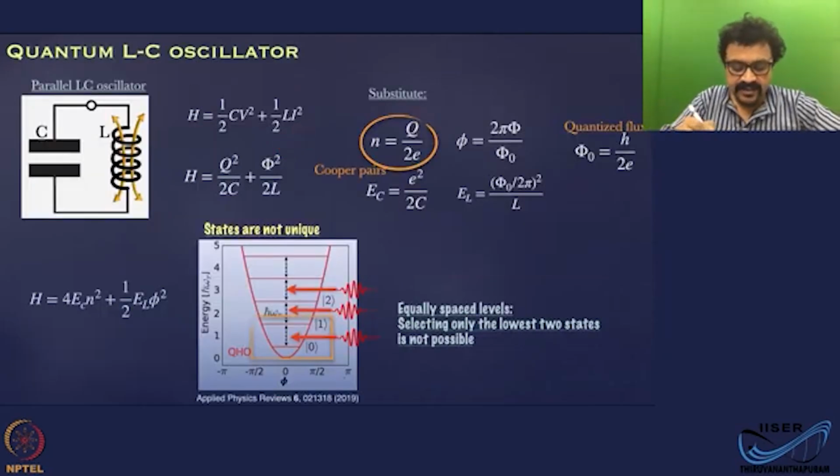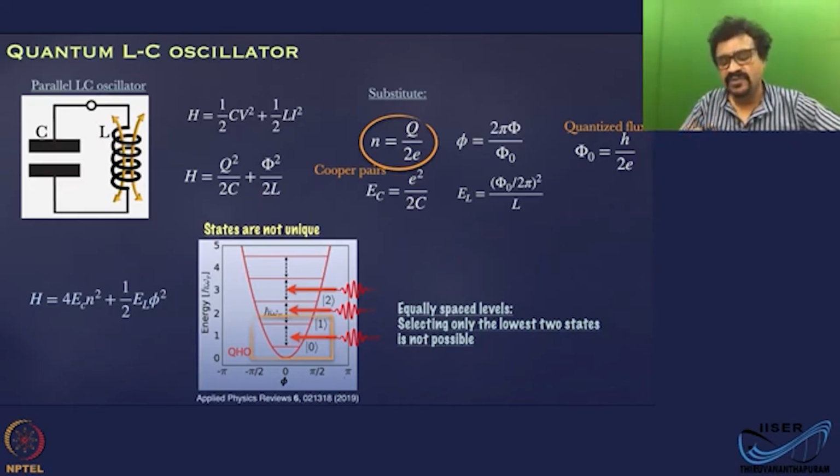This is the Hamiltonian for the LC oscillator, where half C V squared is the energy stored in the capacitor, and half L I squared is the energy stored in the inductor, so the energy is partitioned between these two. Now, just by a simple substitution, Q is C V and phi is L times I, where L is the inductance and C is the capacitance. You can rewrite this Hamiltonian as H equals Q squared by 2C plus phi squared by 2L, where phi is the flux due to the current passing through this inductor.